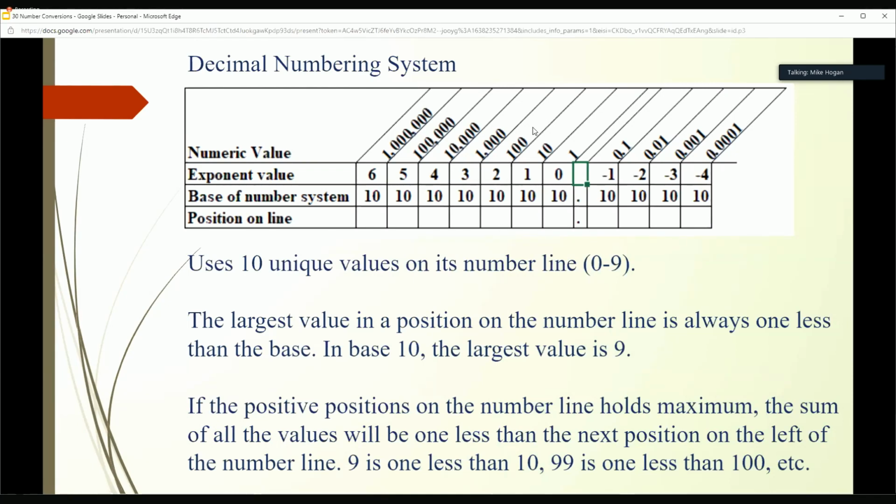That's all it's saying. Now, like I said, I know this is really basic for decimal because we're so used to it, but that same rule holds true in all of these numbering systems. When we get to octal, when we get to hex, all of that still holds true.